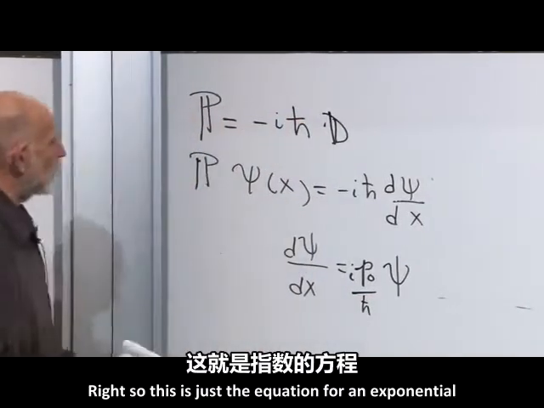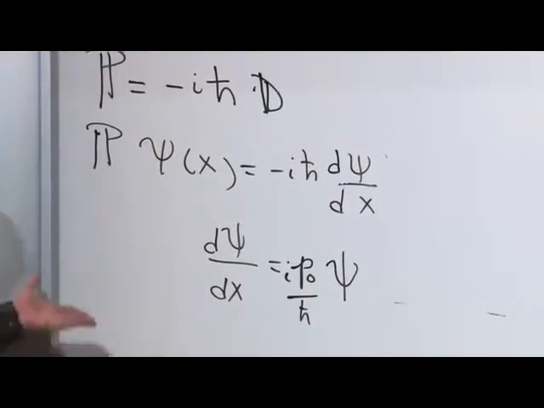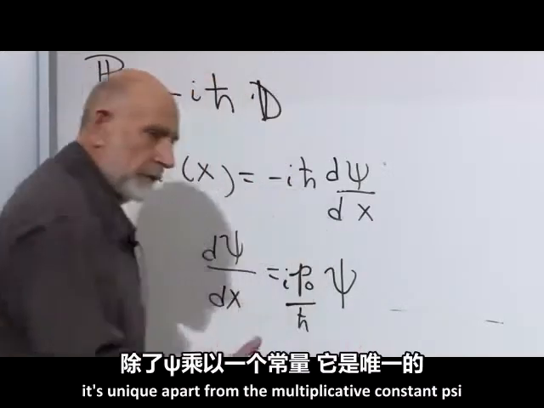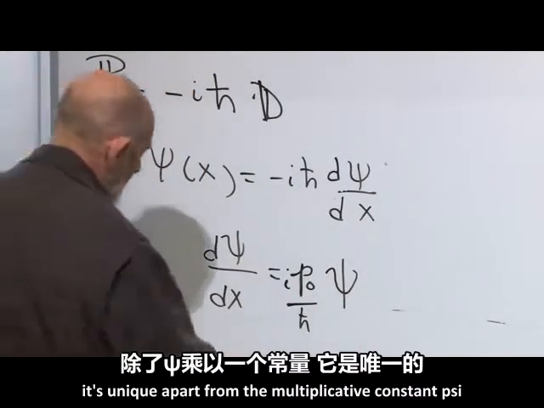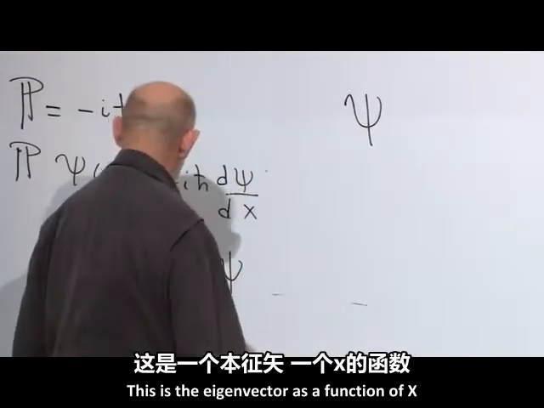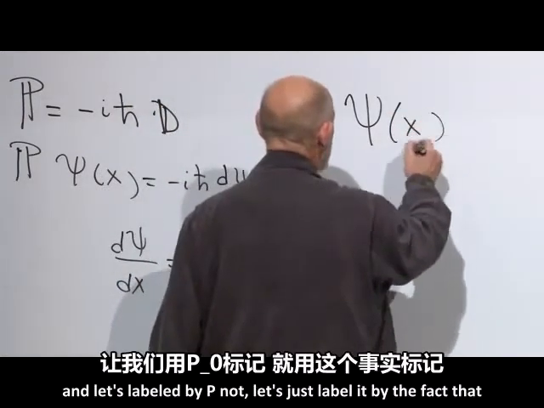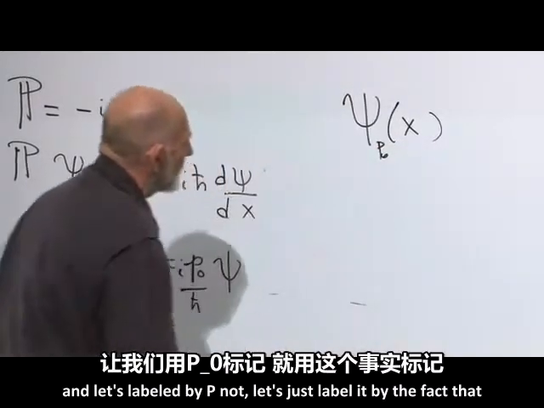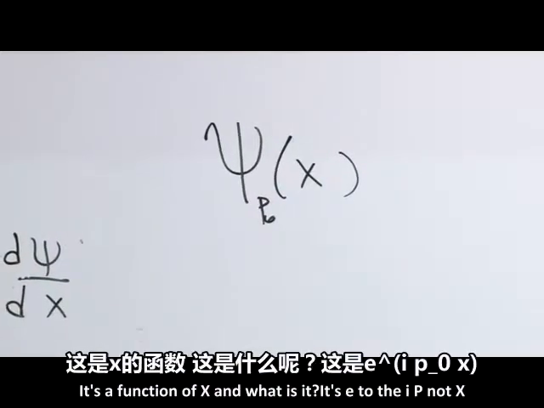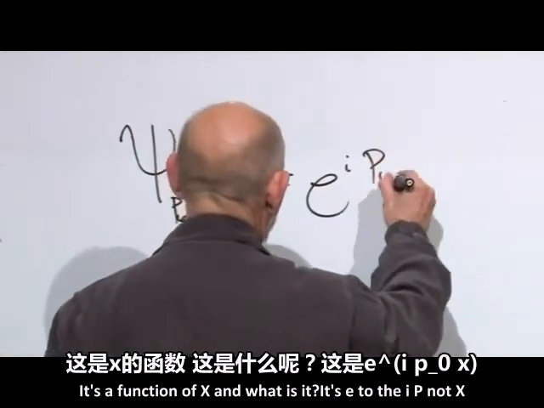All right, so this is just the equation for an exponential: a derivative being proportional to the same function, and the solution for psi is unique apart from a multiplicative constant. Psi, this is the eigenvector as a function of x. And let's label it by P naught, just to label the fact that it's the eigenvector for momentum P naught. It's a function of x, and what is it? It's e to the i P naught x.